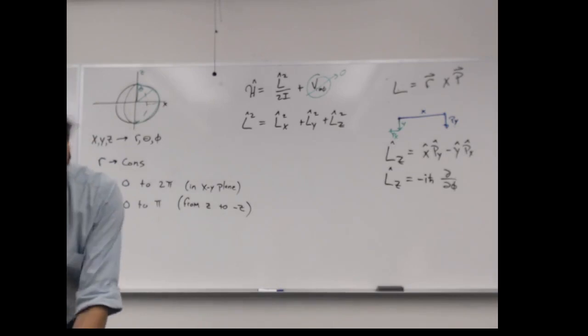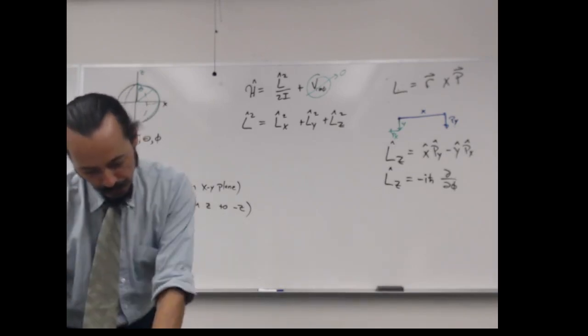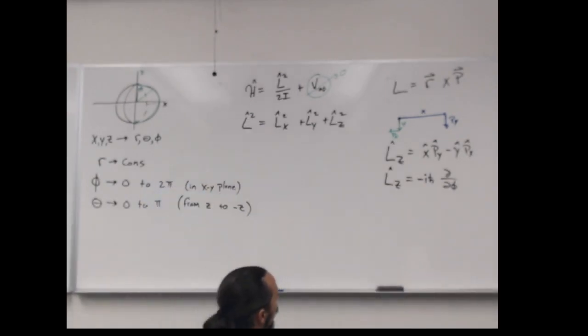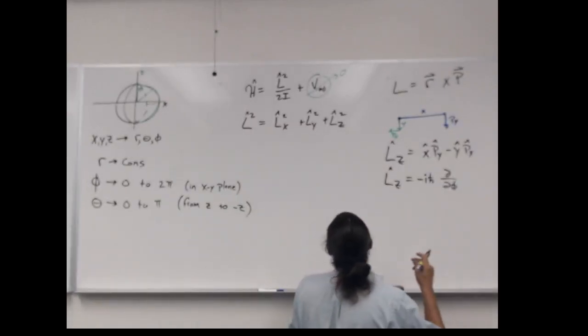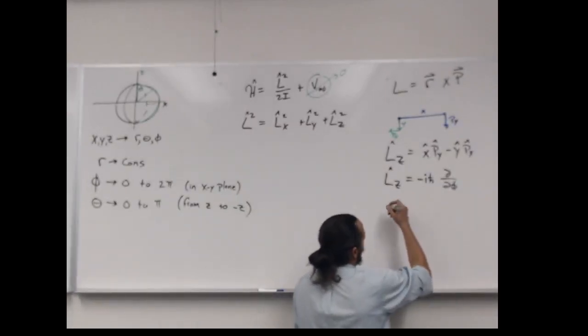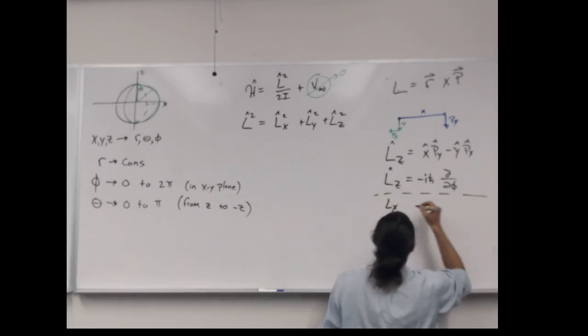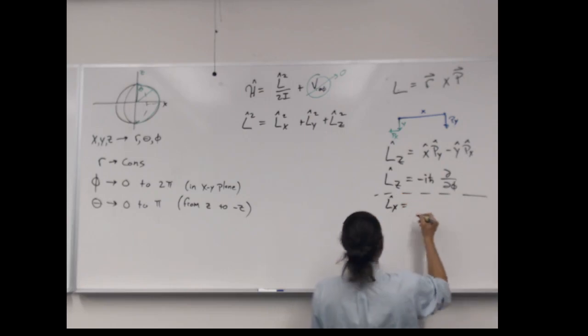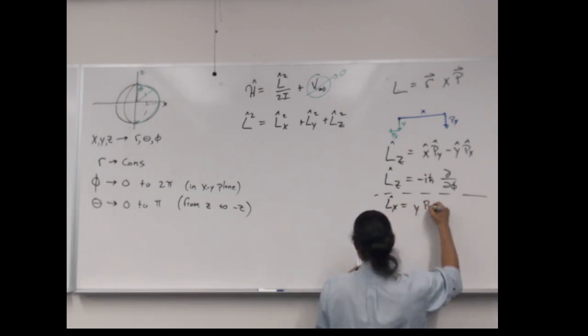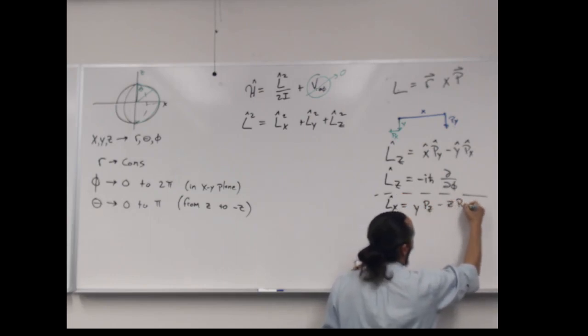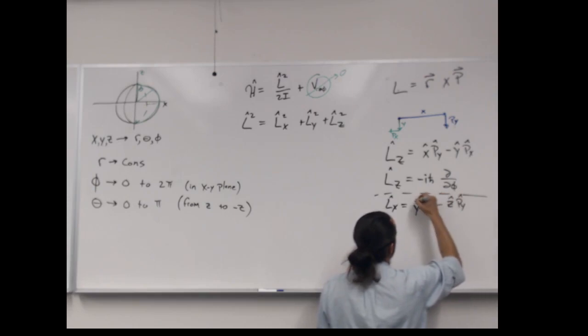Okay, so that's LZ. I'll show you LX and LY real quick as well. And these are things that we are going to be aware of. The LX operator would be, again, another cross product. It's going to be YPZ minus ZPY. That's on everything.